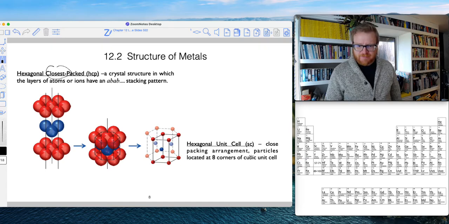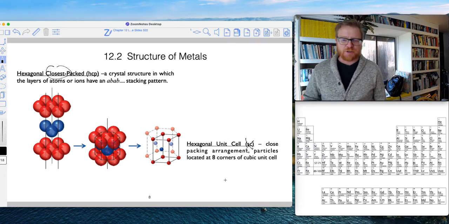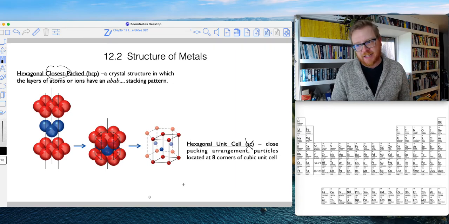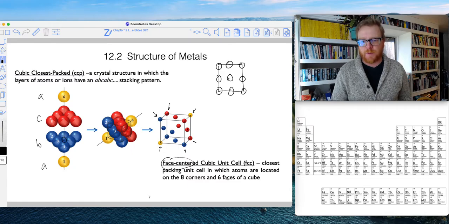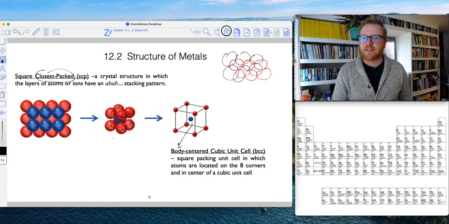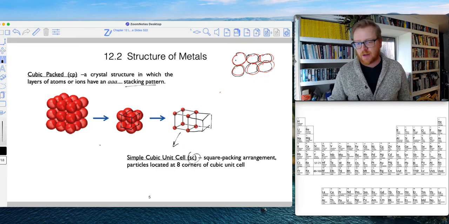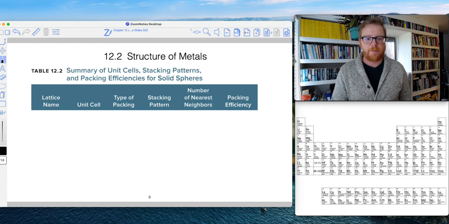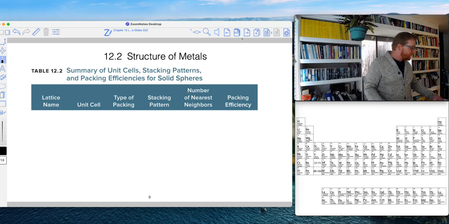So that's a hexagonal unit cell. Oh, I wrote SC right there, but we'll just call it, I don't have an abbreviation for it, sorry. Hexagonal unit cell, close packing arrangement. So again, this one is really hard to visualize, and we're not going to do a whole lot with the hexagonal unit cell. I mostly want you to be familiar with the face-centered cubic, the body-centered cubic, and the simple cubic. Those are the unit cells I want you to be intimately familiar with, and just be aware that this hexagonal unit cell exists. Okay, so let's summarize all of that.